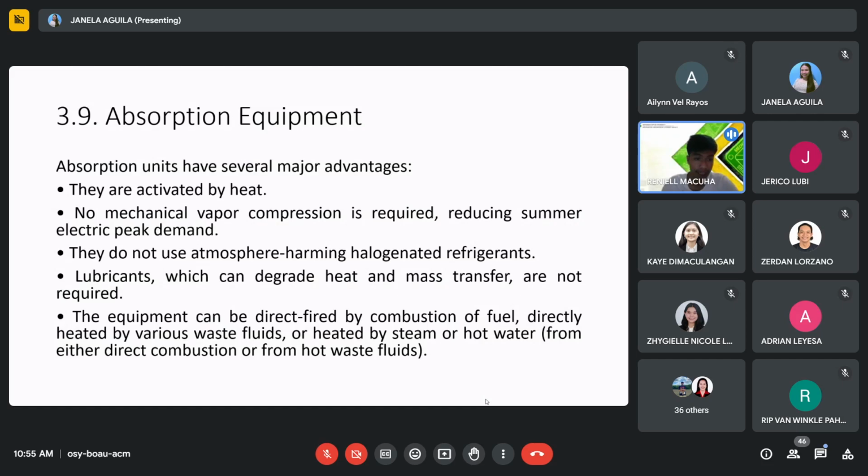The equipment can be fired by combustion of fuel directly heated by various ways of fluid heated by steam or water. It sounds like po describing absorption cooling system. These systems use heat to drive the cooling process, eliminating the need for mechanical vapor compression. Then they are also environmentally friendly as they don't rely on halogenated refrigerants. Additionally, they have versatile heating options like combustion of fuel, waste fluids, or steam or hot water. These systems are efficient and have a minimal environmental impact.